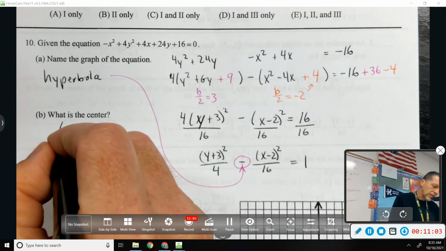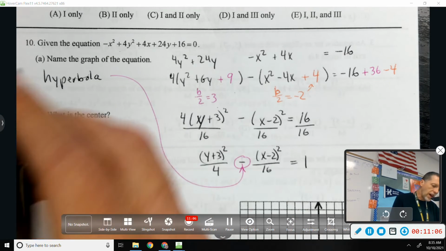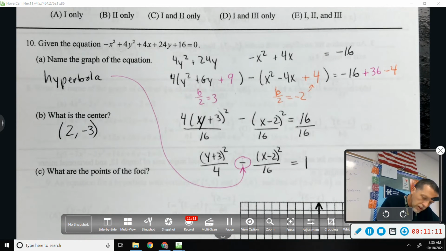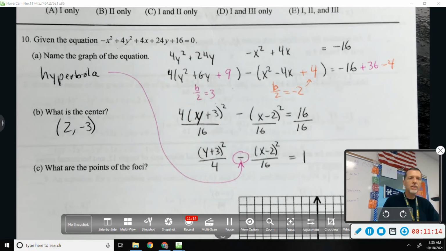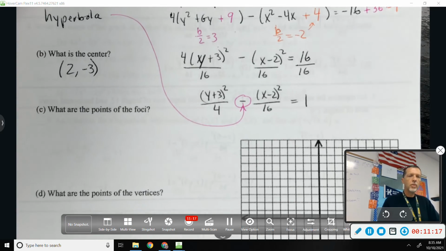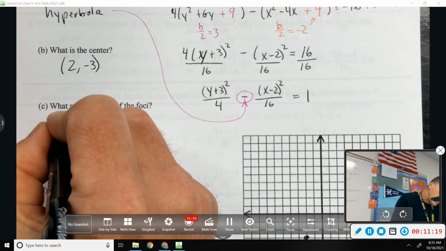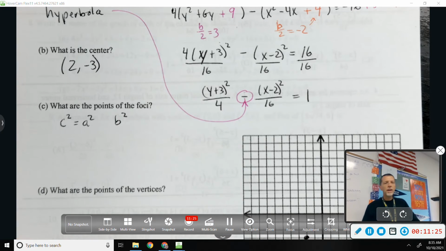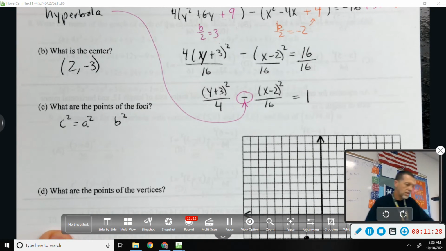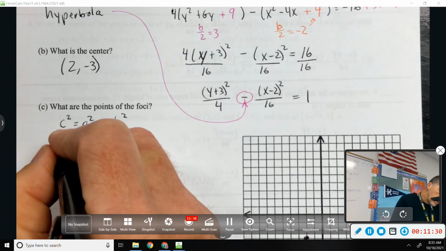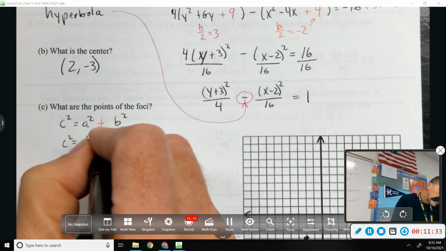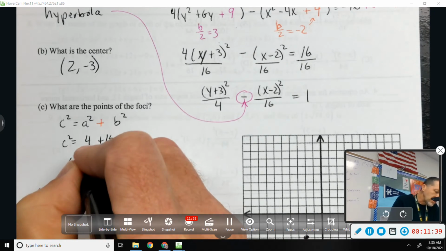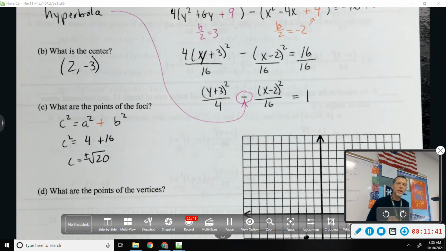What is the center? 2, -3. Again, careful, the x and y seem backwards, but 2, -3 for the center. And I guess I can start graphing it as I go. Points of the foci. Well, c squared equals a squared minus or plus? Plus. So c squared equals 4 plus 16. So c is the square root of 20, or maybe plus or minus. That might help remind me to do plus or minus.